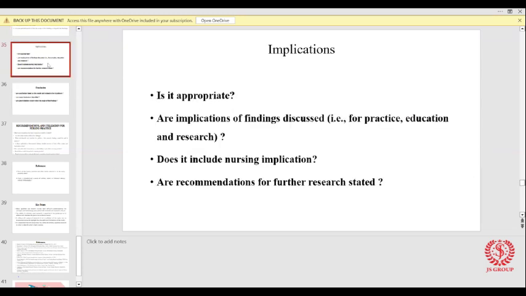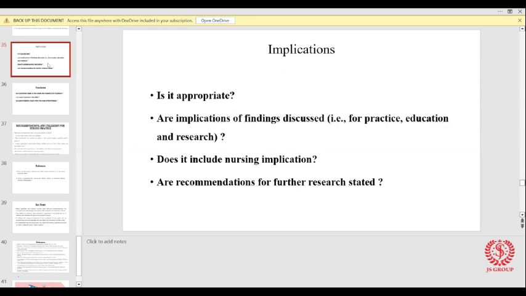Implications. Implications means the impact of our study in the future. What impact will there be on nursing education, nursing practice, nursing research, and nursing administration? We always write the implications under these four headings: nursing education, nursing practice, nursing administration, and nursing research.